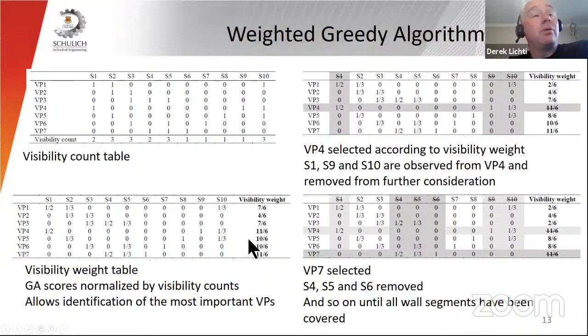And the viewpoint with the highest visibility weight gets included in the network configuration. So you can see there are again a couple. So we'll select number 4. And then we perform basically the same process as just described. Viewpoint 4 is included in the network, and we exclude those wall segments and exclude it from the subsequent analysis where we determine what viewpoint should be added next. And that's number 7 because it has the highest visibility weight. And again, this process continues. So we get a slightly different picture in terms of the network design.